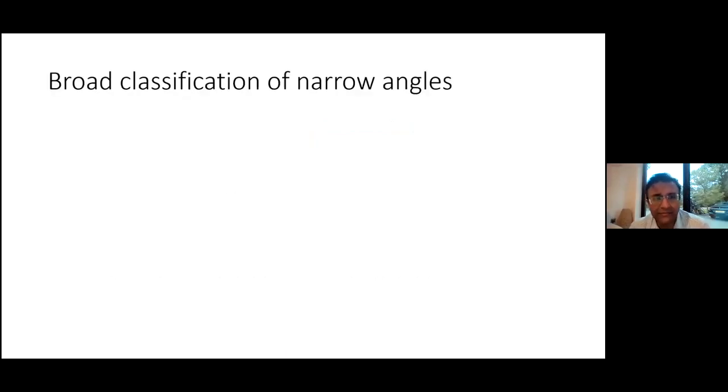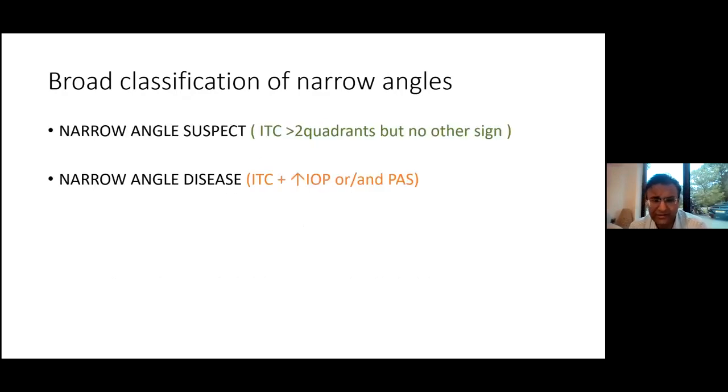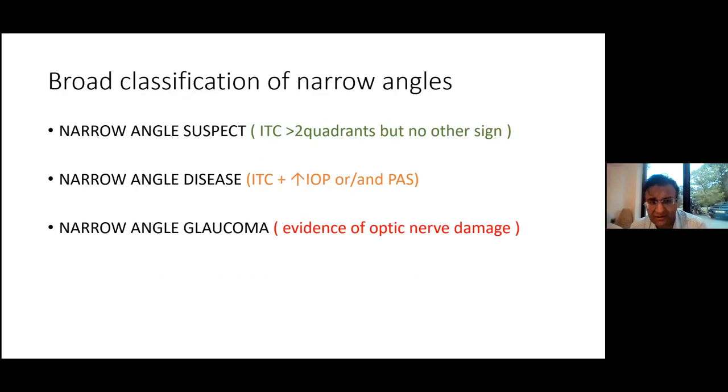Now, coming to the broad classification, narrow angles can be classified as either suspect, disease, or narrow angle glaucoma. The narrow angle suspect is when you have occludable angles. That means when you have ITC of about 2 quadrants, but then you have no other sign. You do not have high pressures, you do not have peripheral anterior synechiae, you do not have symptoms, you do not have any optic nerve damage. So such a patient is called a narrow angle suspect.